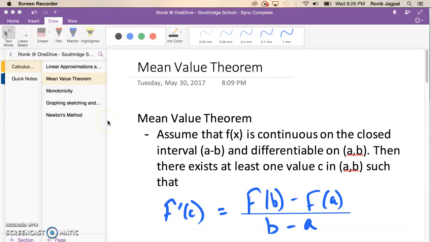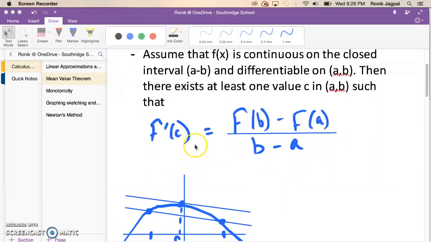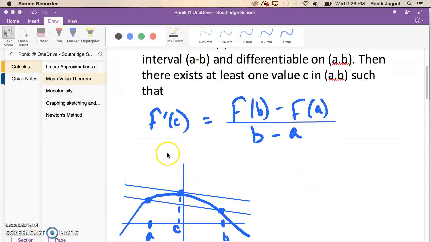Hello. This video is going to be about the mean value theorem. In the textbook it says: assume that f(x) is continuous on the closed interval [a, b] and differentiable on the open interval (a, b). Then there exists at least one value c in (a, b) such that f'(c) is equal to f(b) minus f(a) all over b minus a.